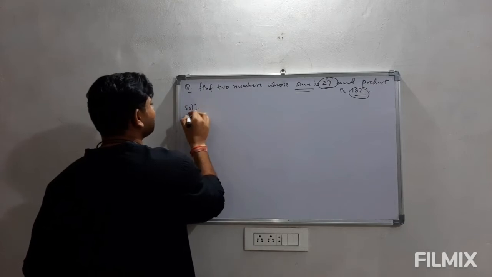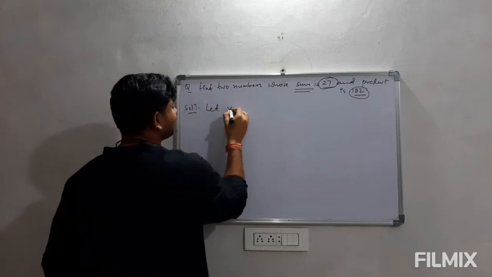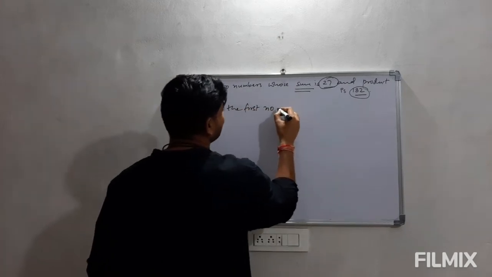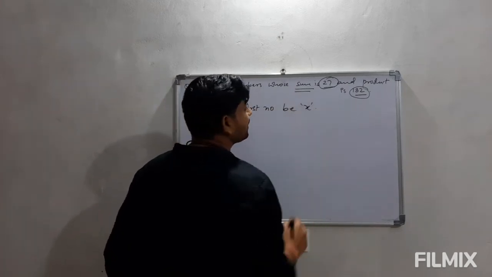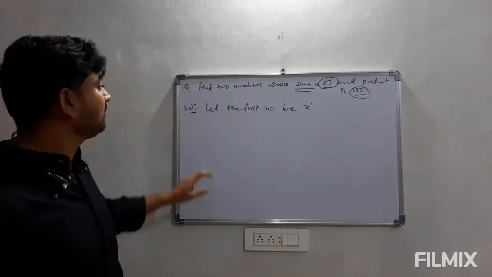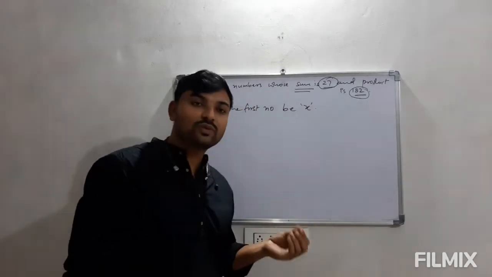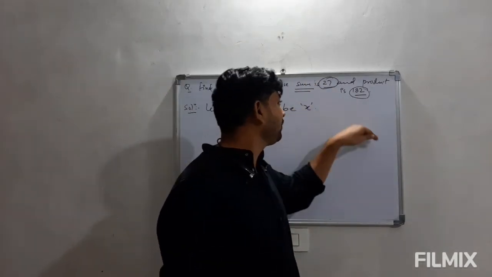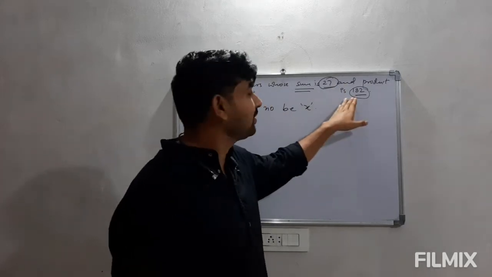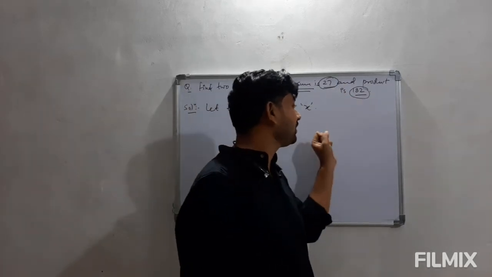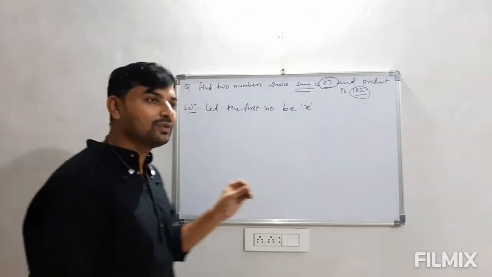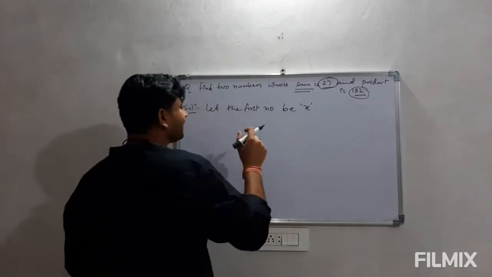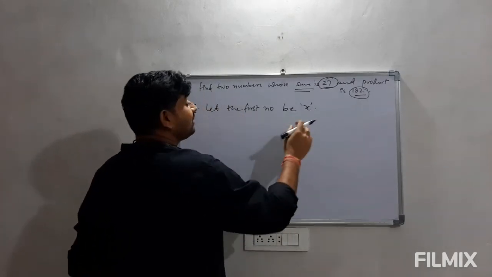Clearly we have to assume them with some variable. So let the first number be x. पहला नंबर हमने x मान लिया. अब यहाँ पर हम लीनियर इक्वेशन इन टू वेरिएबल की तरह नहीं कर सकते कि एक x है तो दूसरा हमने y मान लिया, दोनों को x plus y is equals to 27 लिख दिया, फिर x into y को 182 लिख दिया. That was done in case of linear equation in two variable. Here we have to use only one variable as we have quadratic equation here. So let the first number is x.